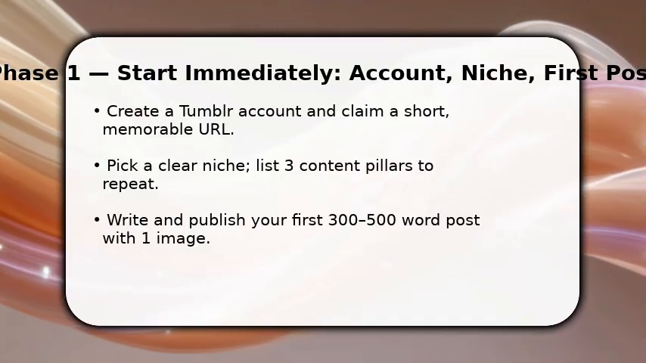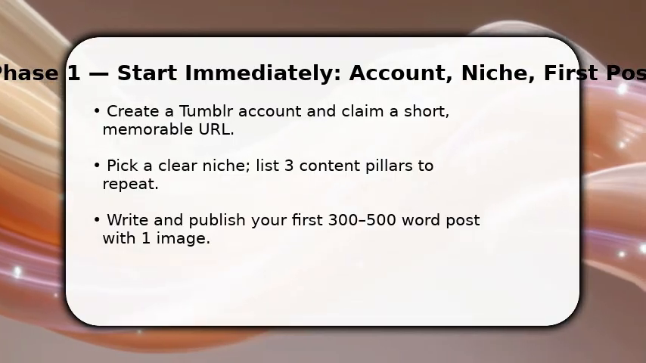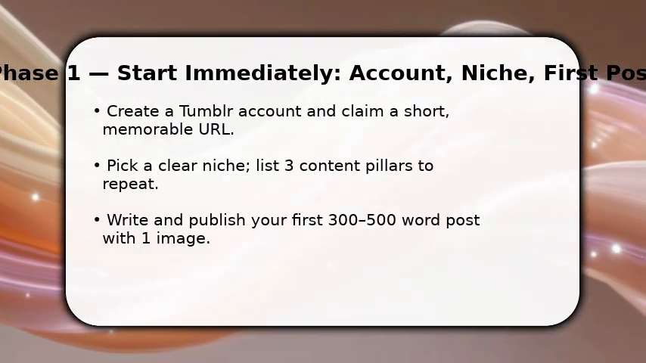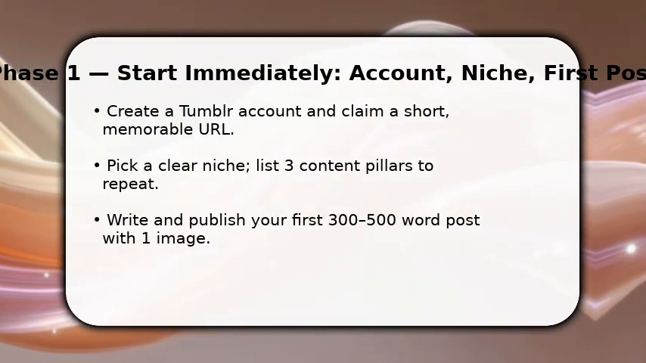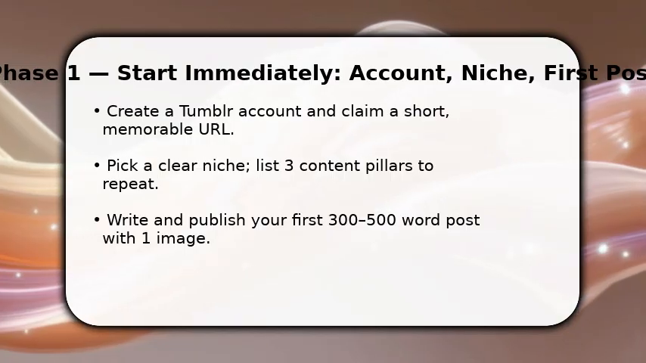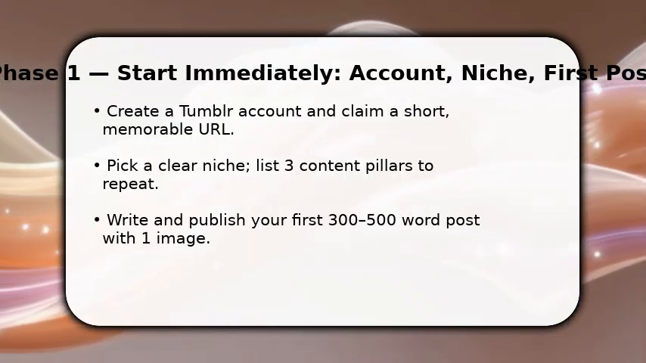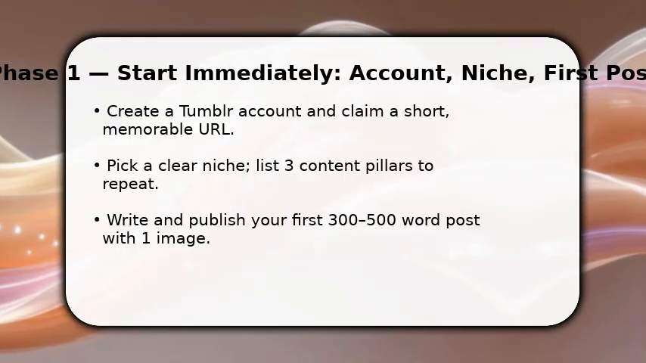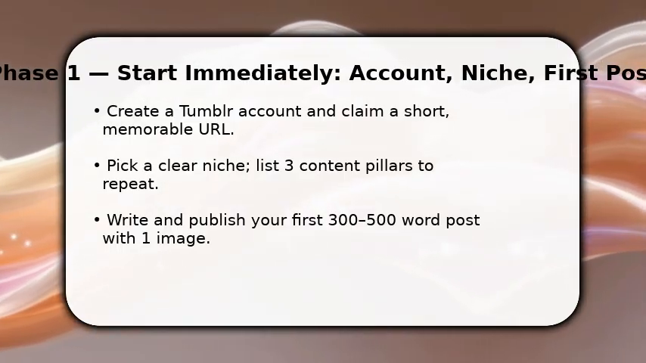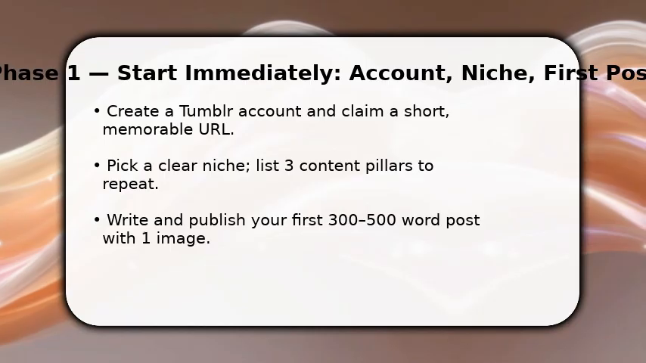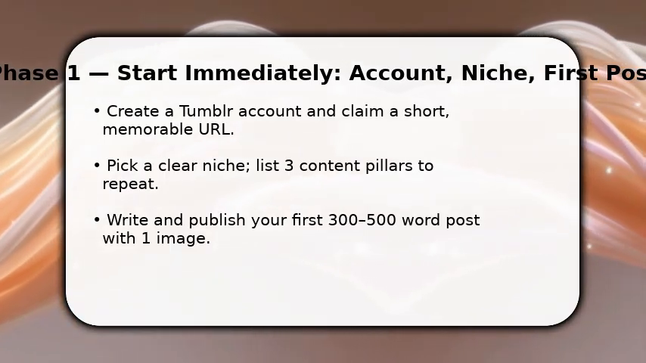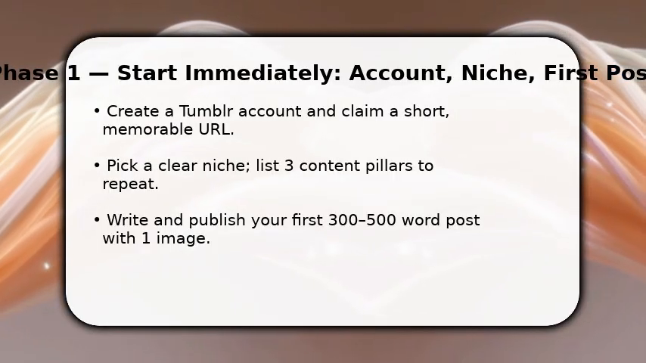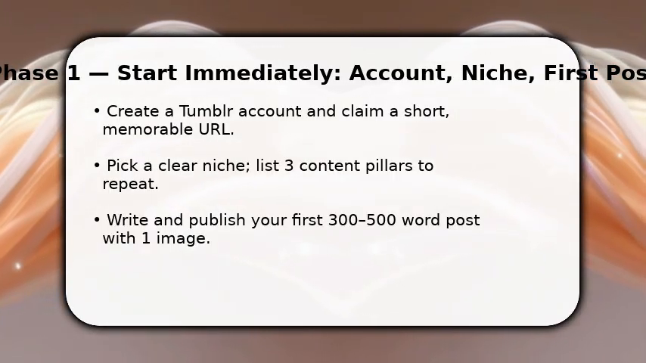You start by creating your Tumblr account and choosing a short URL. This matters for sharing. Next, pick a focused niche and define 3 content pillars to keep you consistent. Then, make your first post. Aim for 300 to 500 words, include one high-quality image, and add 3-5 relevant tags. Once done, enable reblogging and follow 20 relevant blogs to seed your dashboard. These first steps get content visible and build the pattern you will repeat.